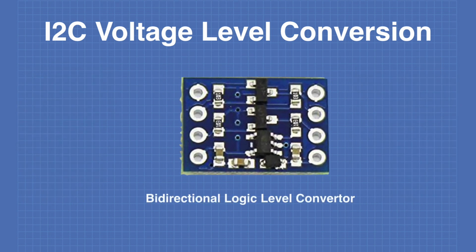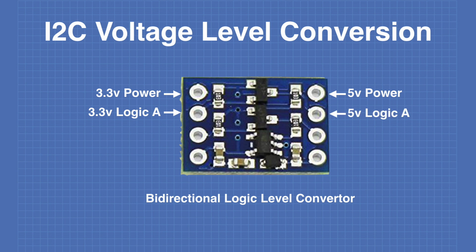Here's an example of a bidirectional logic level converter. On one side we have a 3.3 volt power connection, and on the other side a 5 volt power connection. On the 3.3 volt side we have the logic A input-output, and this connects through to the 5 volt logic A input-output. The 3.3 volt logic B input-output pin is connected through to the 5 volt logic B input-output pin. And finally, there are 2 ground pins.